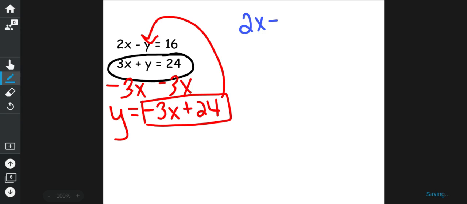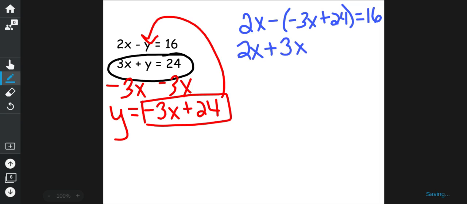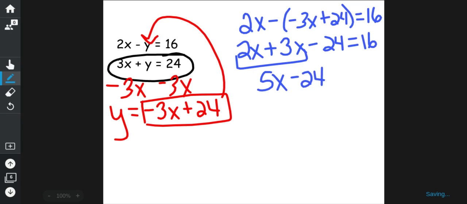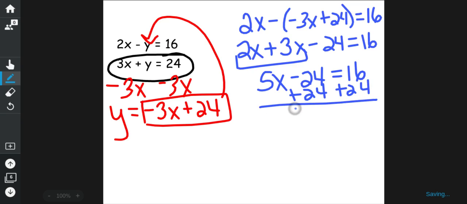2x minus negative 3x plus 24 equals 16. So 2x plus 3x minus 24 equals 16. 2x plus 3x is 5x minus 24 equals 16. Add 24 to both sides. 5x equals 40. X equals 8.